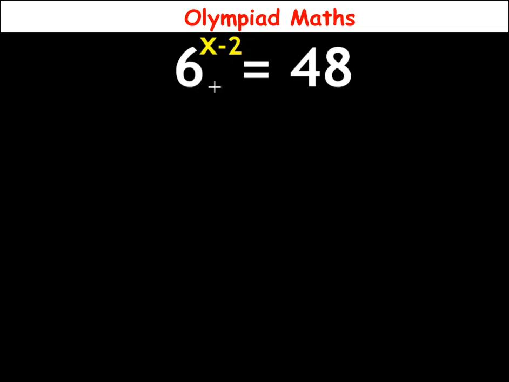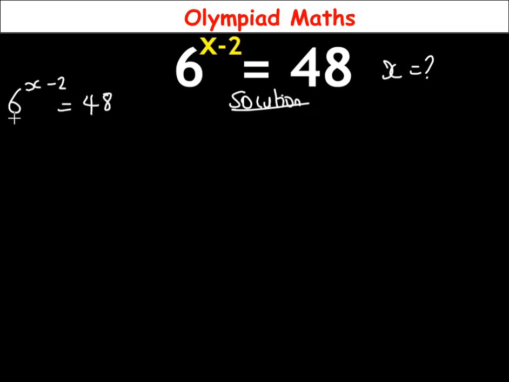So we have 6 to the power of x minus 2 is equal to 48. Now the goal here is to solve for x. Okay, so x is equal to question mark. To solve for x, solution, what we have is 6 to the power of x minus 2 is equal to 48.